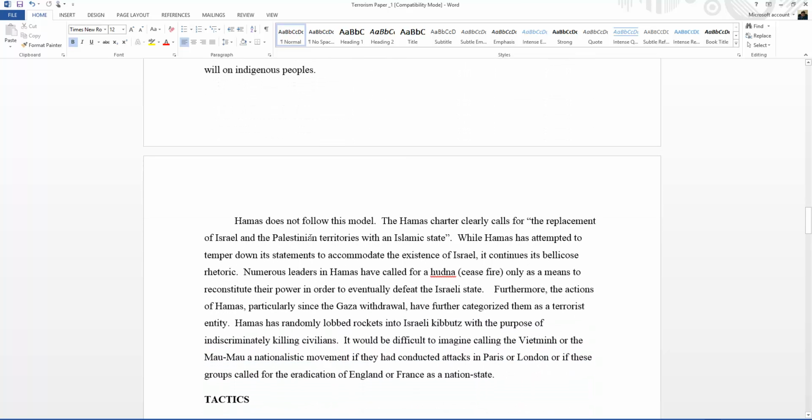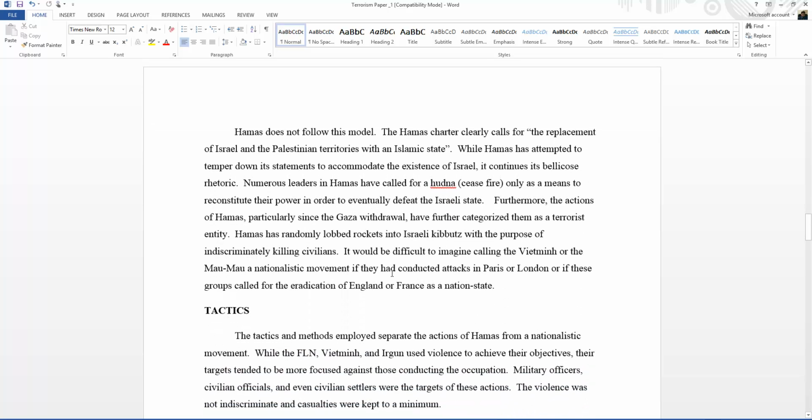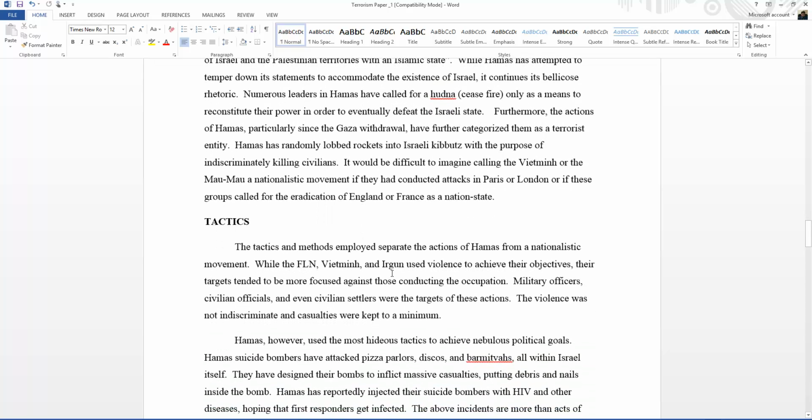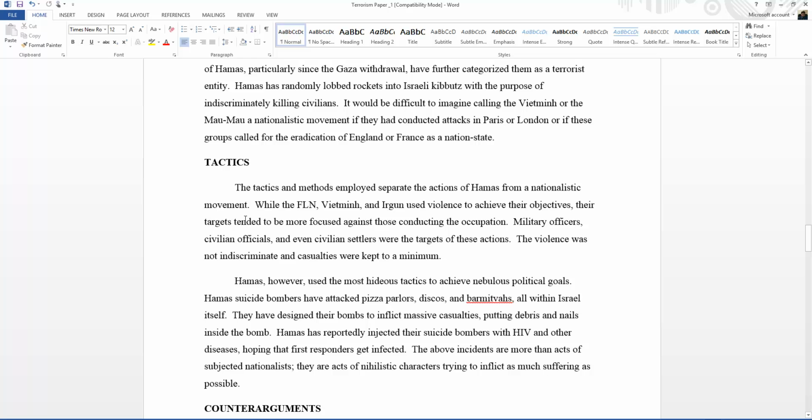Hamas is calling for the replacement of Israel and the Palestinian territories with an Islamic State. The FLN, when they were in Algeria, wasn't calling for the replacement of the French government. The Irgun was never calling for a replacement of the British government, but Hamas is calling for a replacement of the Israeli government. So that makes it a terrorist group, or much more of an insidious group than any of those freedom fighters. And finally, compare and contrast the tactics.